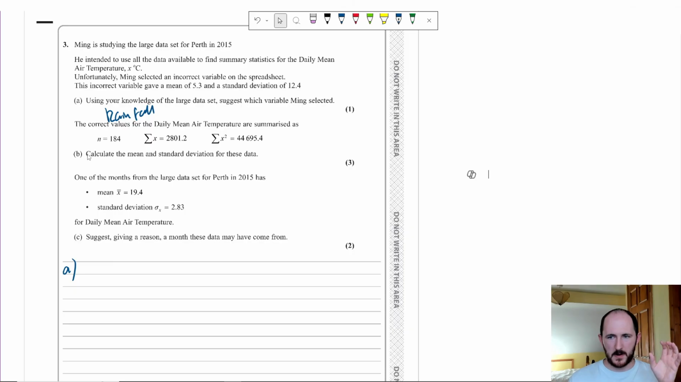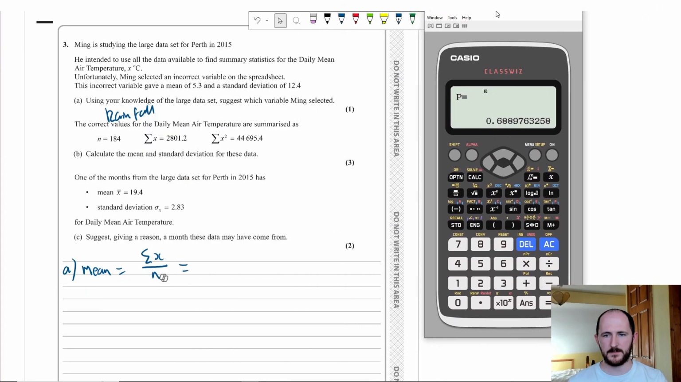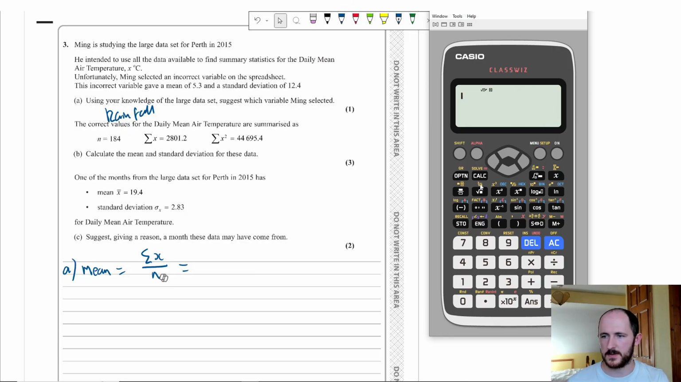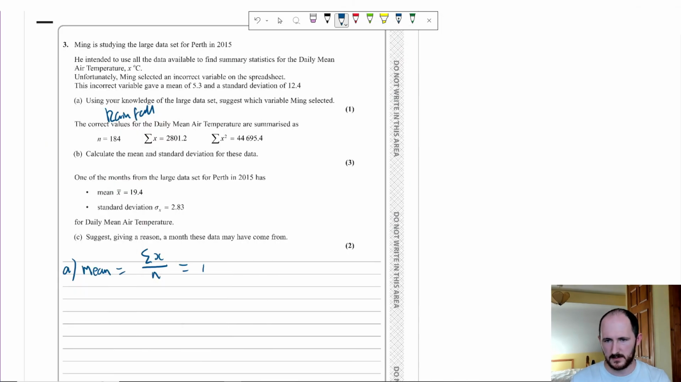So the next part, though, we can actually work this out without knowing anything about the large data set. So we get half marks at least, 3 out of 6. The correct values are this stuff. Calculate the mean and standard deviation. If you remember, the mean is just the sum of the variable over n. They've given us both of those, so it's really nice and easy to work out. We can literally just do 2801.2 over 184. And we get 15.22. Does it say how many decimal places? No, so I'm just going to write 15.2 then.